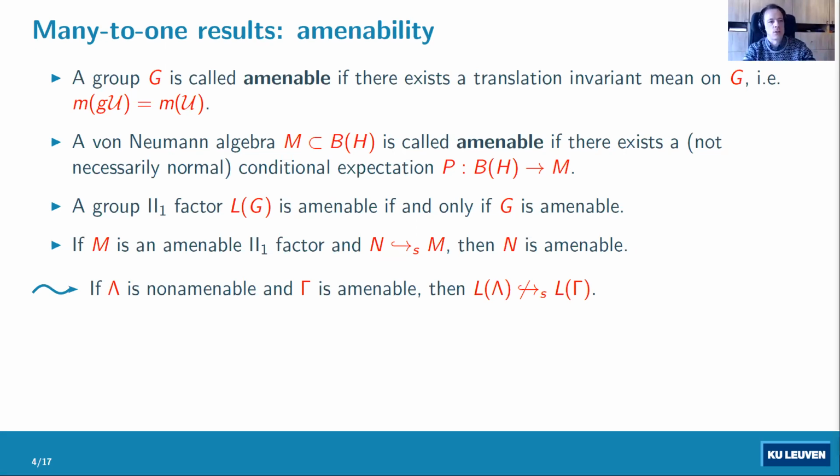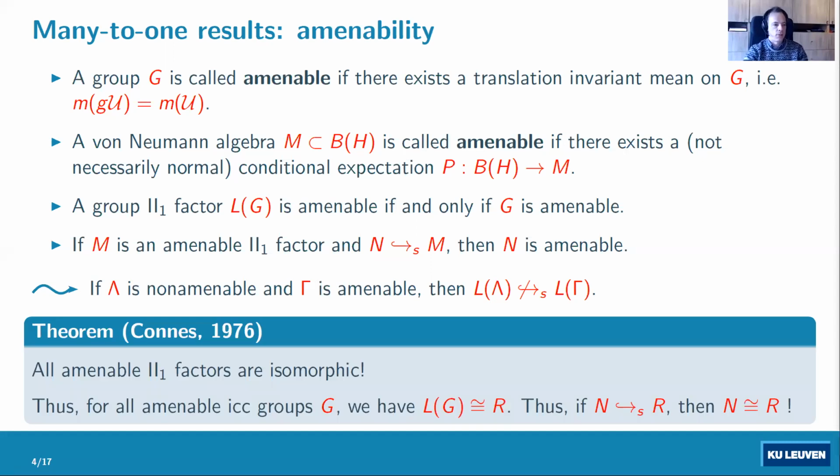once these abstract concepts were introduced in the 1960s, an immediate consequence is that if Lambda is a non-amenable group and Gamma is an amenable group, there is no room to embed L(Lambda), the group von Neumann algebra of Lambda, into the one of Gamma, not even after amplification.